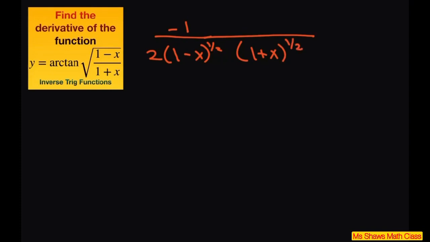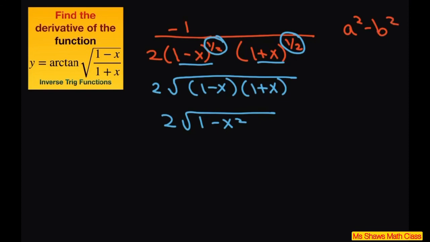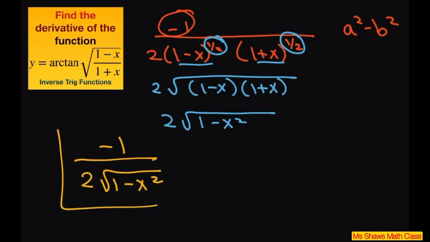All right, so if you multiply these two, it's like saying 2 times the square root of (1 minus x) times (1 plus x). And like I said before, this is going to be 2 times the square root of 1 minus x squared, based on my factoring difference of squares. So for our final answer, and we had this in the numerator, is negative 1 divided by 2 times the square root of 1 minus x squared. And that will be your final answer. Thank you. Have a nice day. Bye-bye.